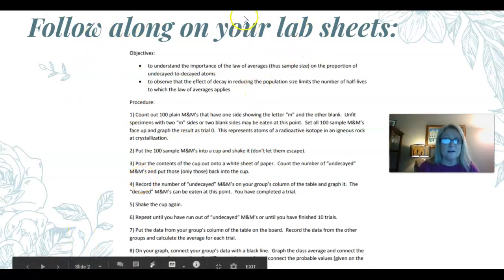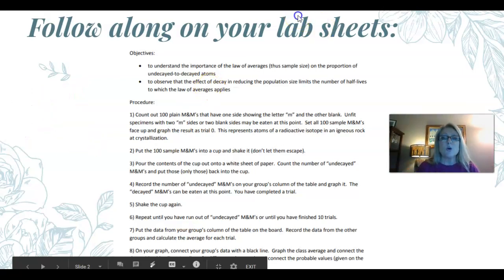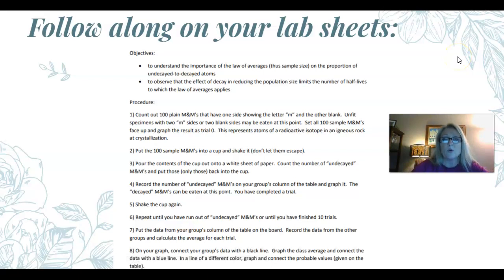If I have uranium, it's a really unstable element. We all know that radioactive material is not good, it's unstable, and it actually becomes what's called lead, which is super stable. Lead pencils, they don't become anything else. So we're going to pretend that the M side up in our M&Ms is the undecayed portion, and the M side down is our decayed portion that has become lead. And we're going to decrease by probably half each time. Follow your directions. I'm just giving you an overview.